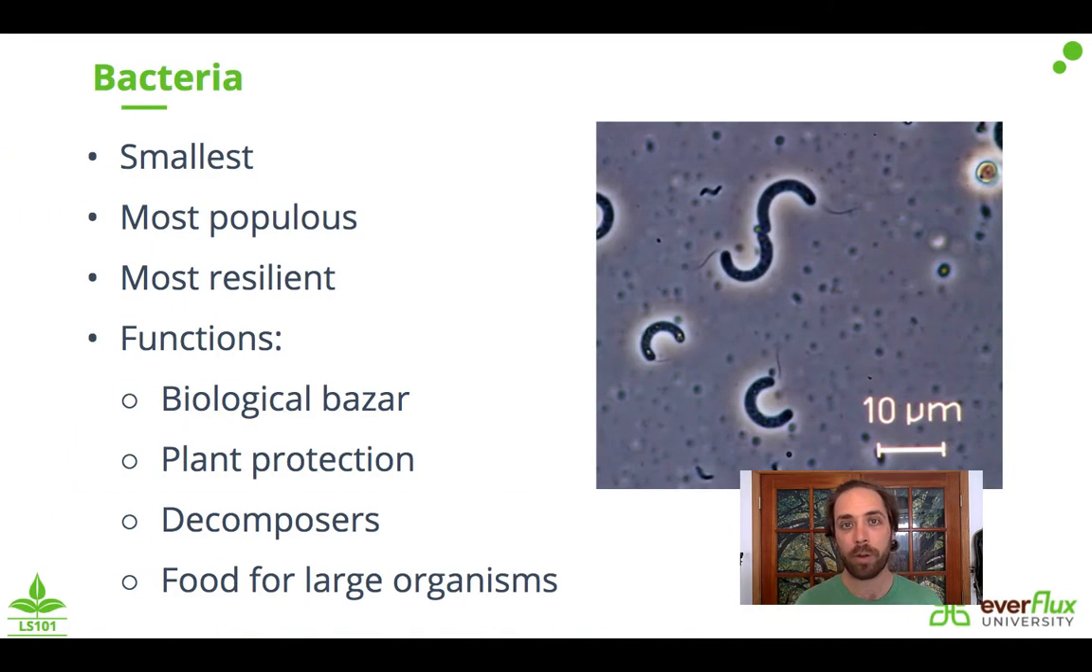So the first group to talk about is, of course, bacteria. Bacteria are the most populous organisms in the soil. They're typically the smallest, and in a lot of ways, they're the most resilient. And what that means is, despite all of the horrible things we're doing to soil with conventional agriculture, like tilling and spraying pesticides and spraying herbicides, the bacteria are the ones that tend to stick around the longest.